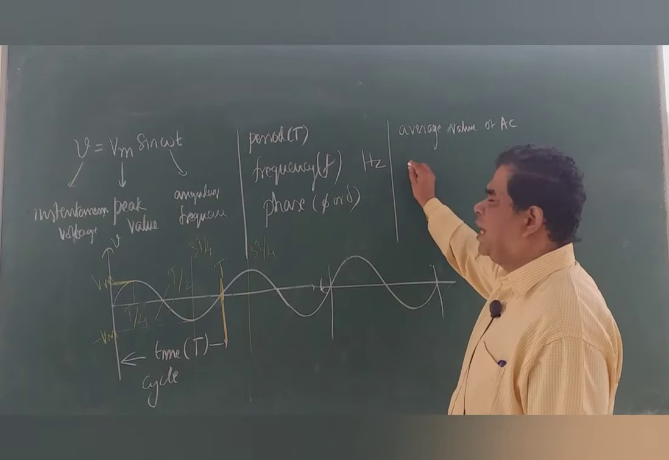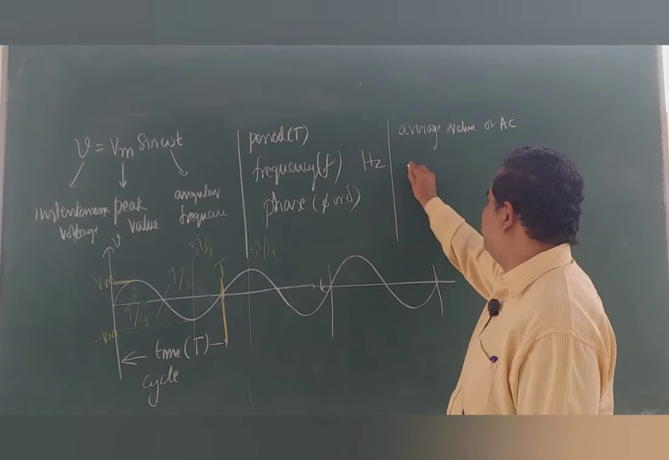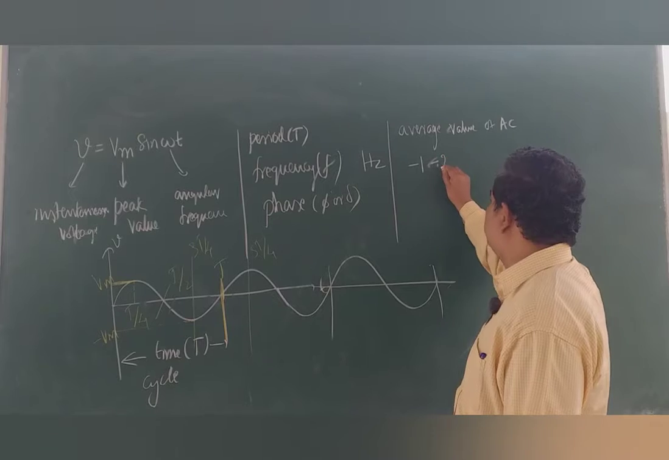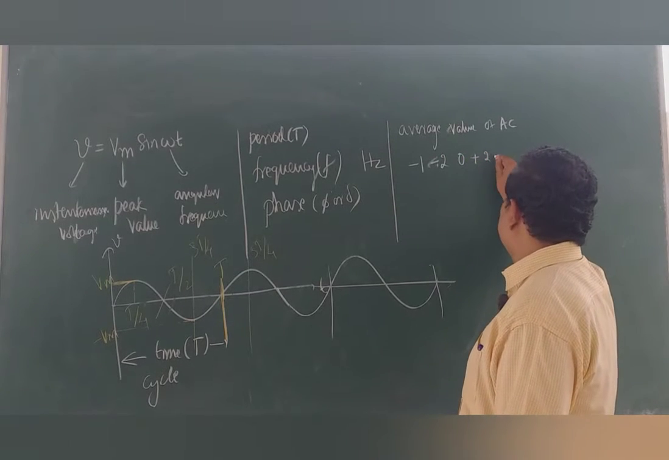Observe, if in one of the experiments, we got the results like this: -1, -2, 0, +2, +1.